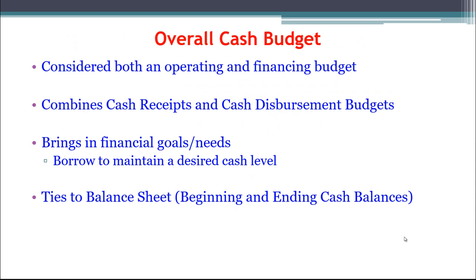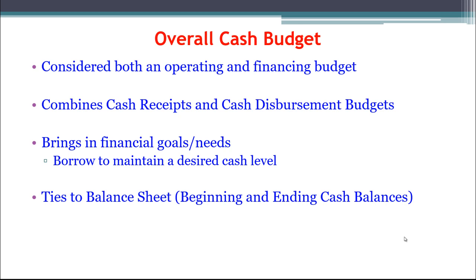Now we've completed our production budgets, all the overhead budgets, and now we're going to go into what is potentially the most complex budget overall, but it's also the one we're probably most familiar with, a much simpler version in our personal finances. This is the cash budget. This particular budget is considered to be both an operating budget as well as a financing budget, and it has both pieces that come into play.